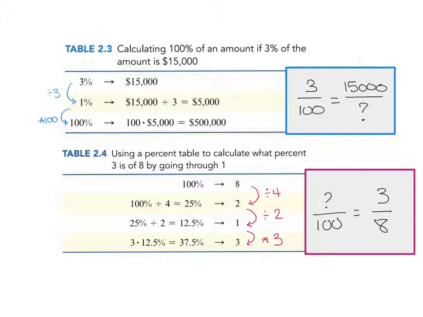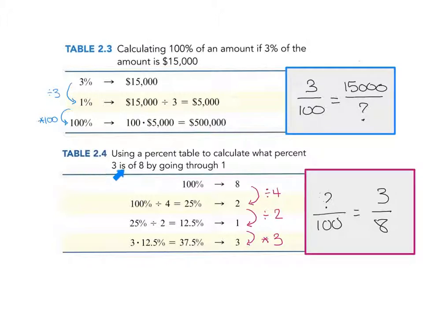If you were setting up the fraction for this, 3% means 3 out of 100. And the 15,000 is the part that goes with the 3%. So it's going to go across from the 3. And then we are looking for the total amount there, or the 100%.